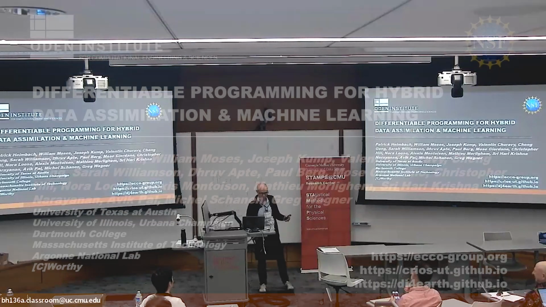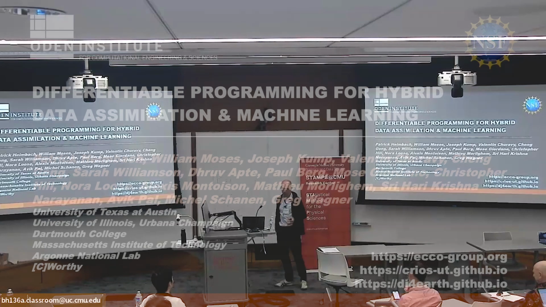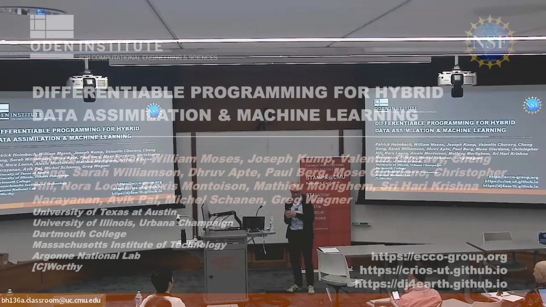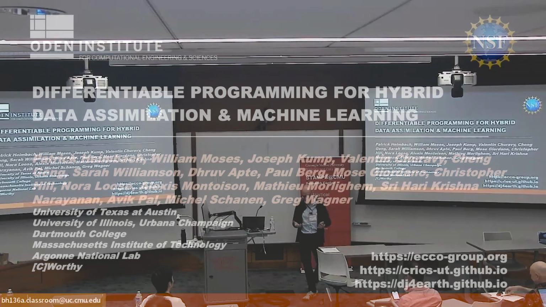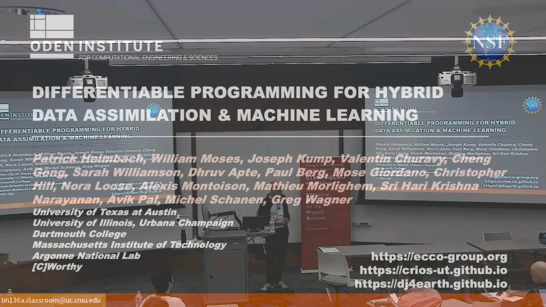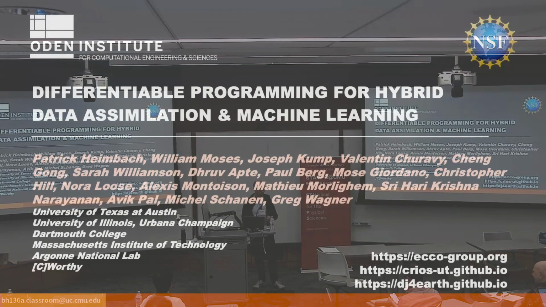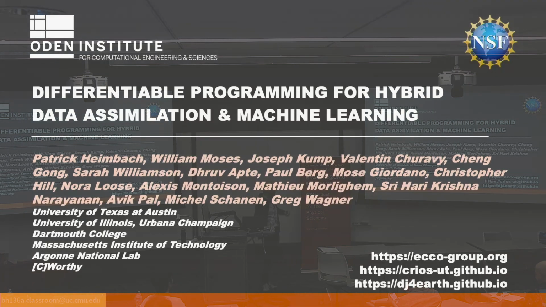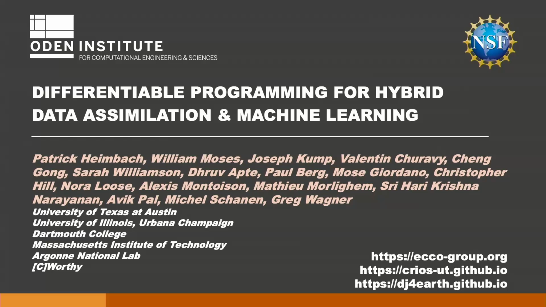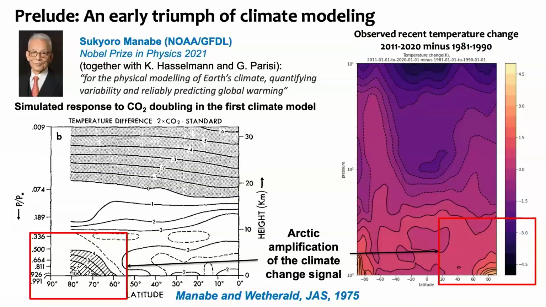I'm an oceanographer, not a statistician, and, maybe unlike a lot of the themes here, I'm still going to use physical domain knowledge in the form of physical ocean models in some of the estimation procedures, using adjoint methods. So the title is basically Differentiable Programming for Hybrid Data Assimilation and Machine Learning.